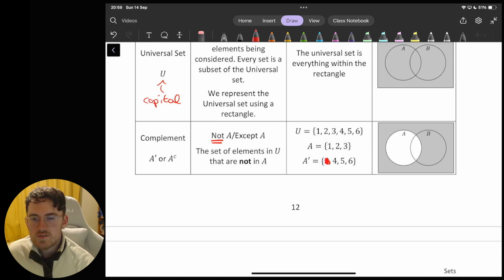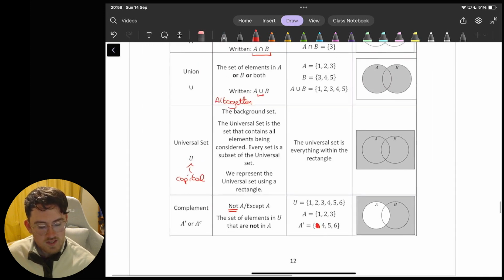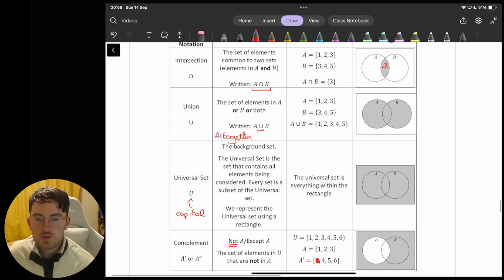Okay, so it's just a way of us maybe looking at a certain portion of the diagram or excluding a certain portion of the diagram. So all four of these are very, very important when it comes to using our Venn diagrams and denoting our sets using a Venn diagram. So we're going to get stuck into that.